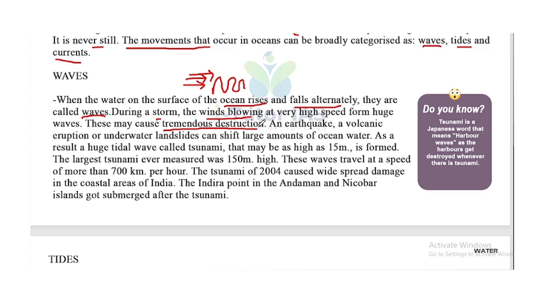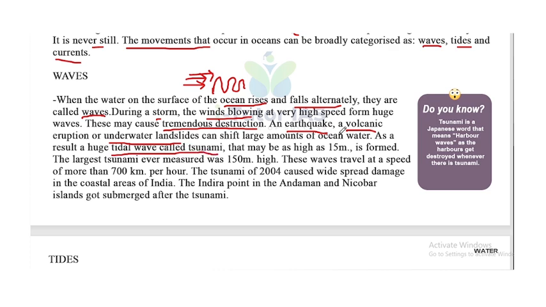An earthquake, a volcanic eruption, or underwater landslides can shift a large amount of ocean water. So these are other causes for the ocean water shift. First one is earthquake, then volcanic eruption, and also underwater landslides. So these can shift a large amount of ocean water. As a result, huge tidal waves called tsunami occur. So due to this, a tsunami happens.